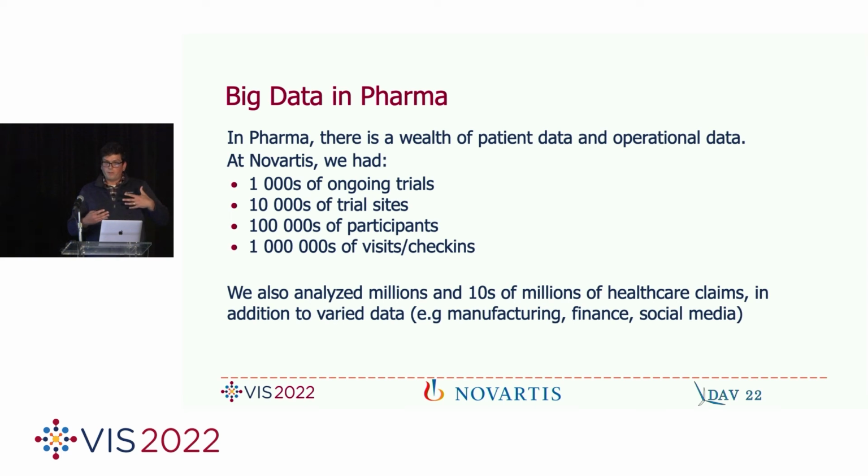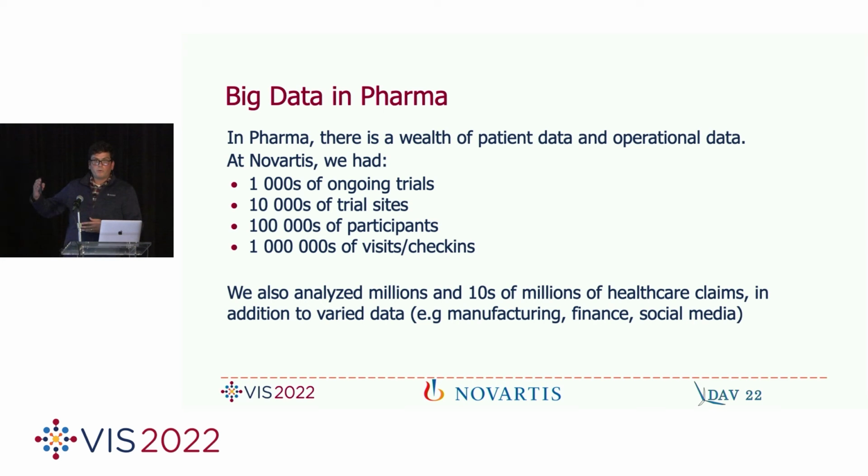So in pharma, there's a wealth of patient data, obviously. Every interaction with the healthcare system is interesting to pharma. But there's also a lot of operational data. One of the reasons why is it's a highly regulated industry. So you have audit trails of every single thing that the company does. And there's probably a lot of value in that data, right?